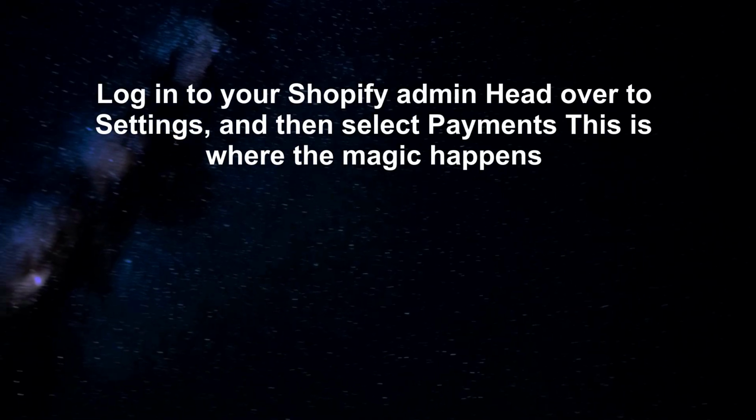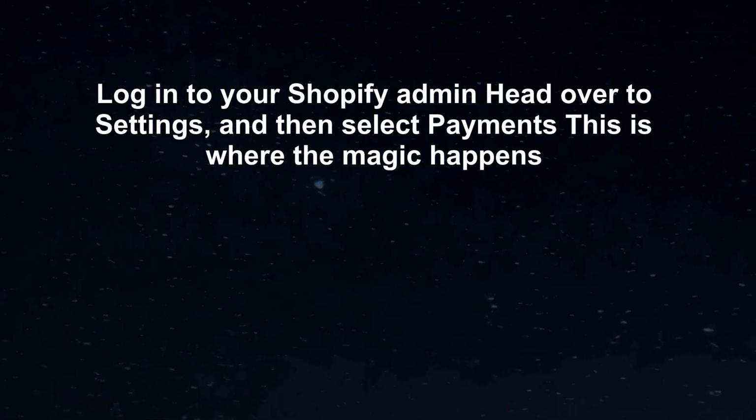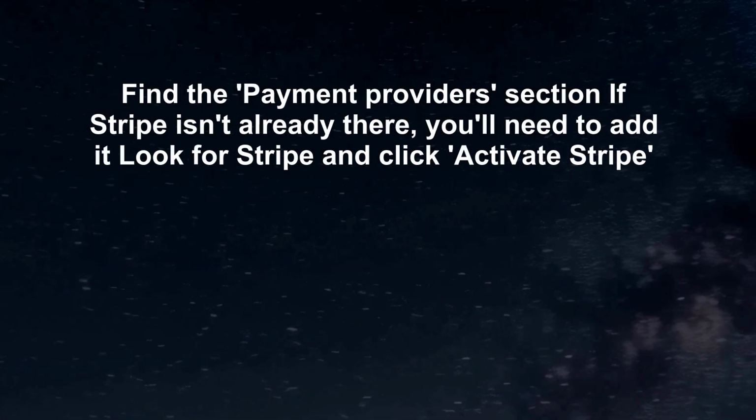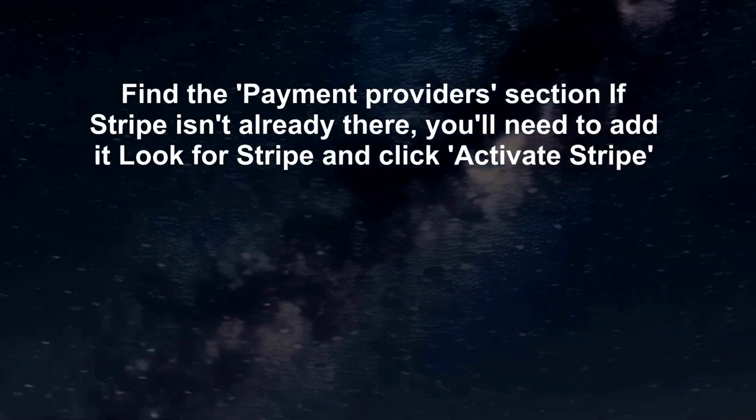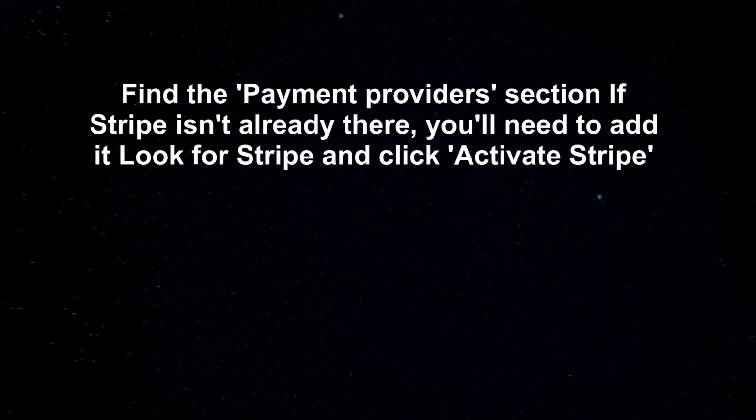Log into your Shopify admin, head over to Settings, and then select Payments. This is where the magic happens. Find the Payment Providers section. If Stripe isn't already there, you'll need to add it. Look for Stripe and click Activate Stripe.